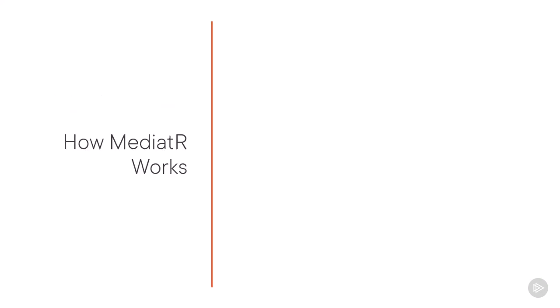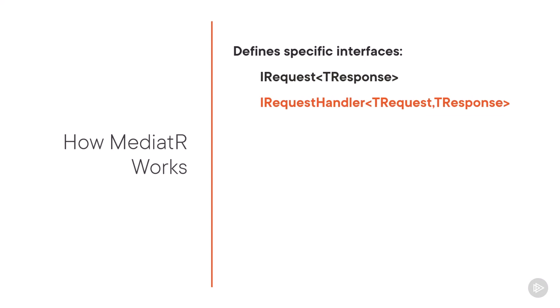Mediator defines certain interfaces, like IRequest of T and IRequestHandler of TRequest, TResponse, where TRequest must implement IRequest. So essentially, when you create a type that is an IRequest of some response, then you create a corresponding request handler that handles that type and the associated response.